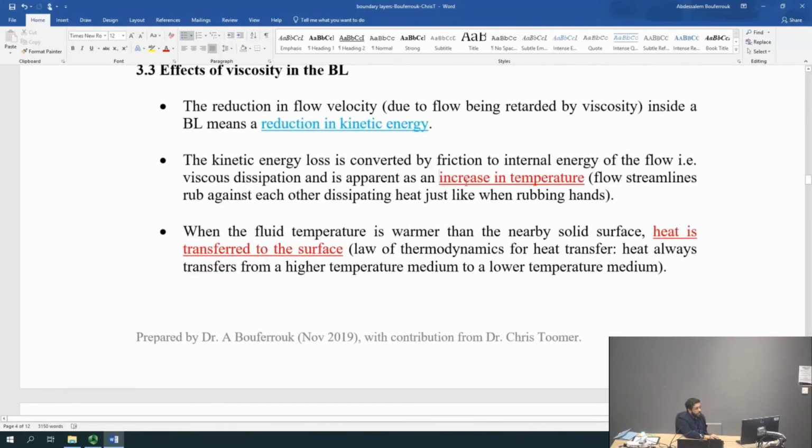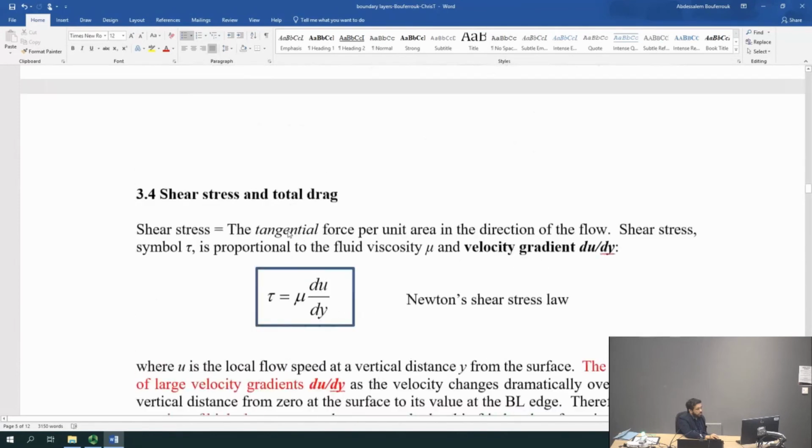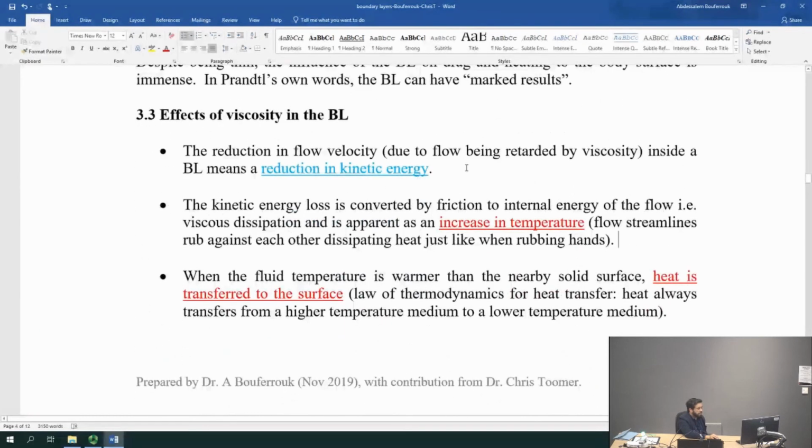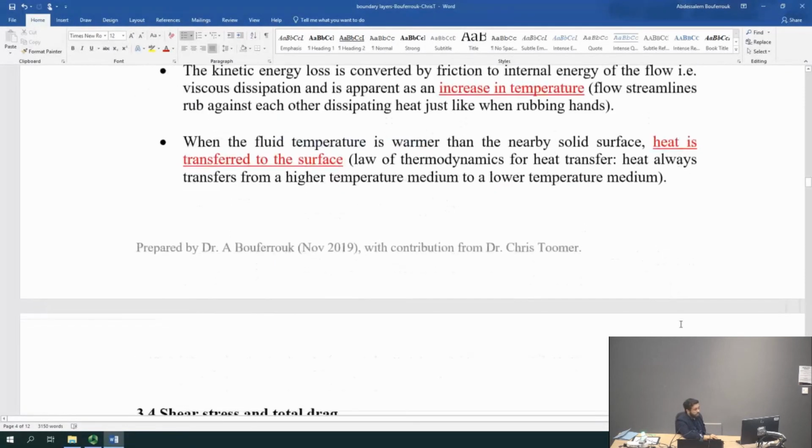Also, there is an increase in temperature inside the boundary layer. That's another physical effect, and it's probably the same as heat transfer as well. So these are the main things: reduction in kinetic energy and increase in temperature inside the boundary layer. As I told you before, the increase in temperature is very important for heating effects, which become very important at high speeds.